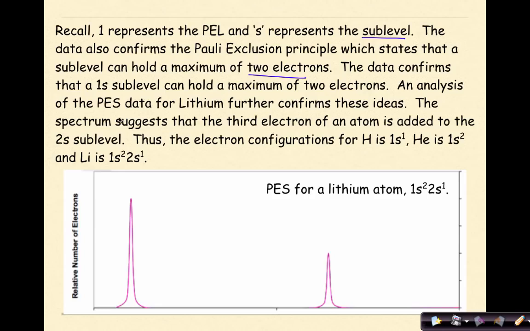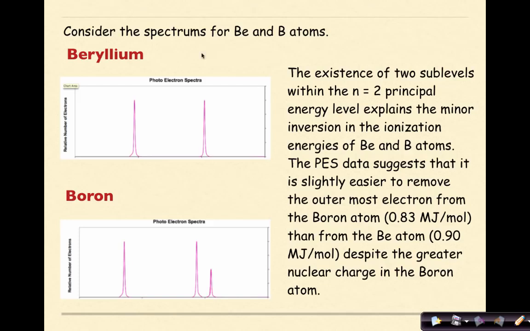An analysis of the PES data for lithium further confirms these ideas. The spectrum suggests that the third electron of the atom is added to the 2s sublevel. Thus, the electron configuration for hydrogen is 1s1, helium is 1s2, and lithium is 1s2, 2s1. Consider the spectrums for beryllium and boron. The existence of 2 sublevels within the second principal energy level explains the minor inversion in the ionization energies of beryllium and boron.